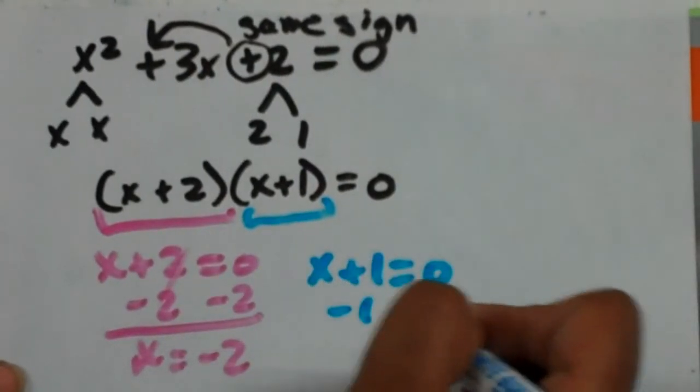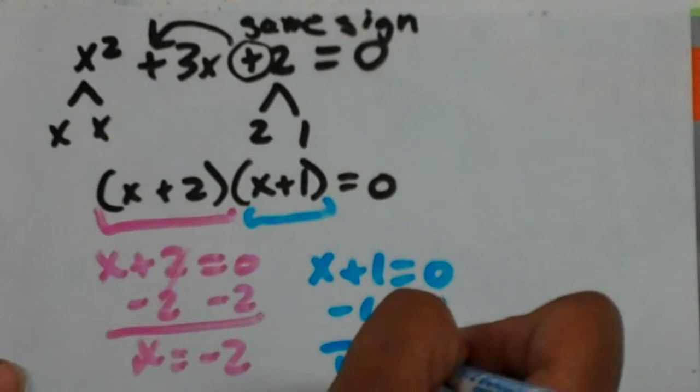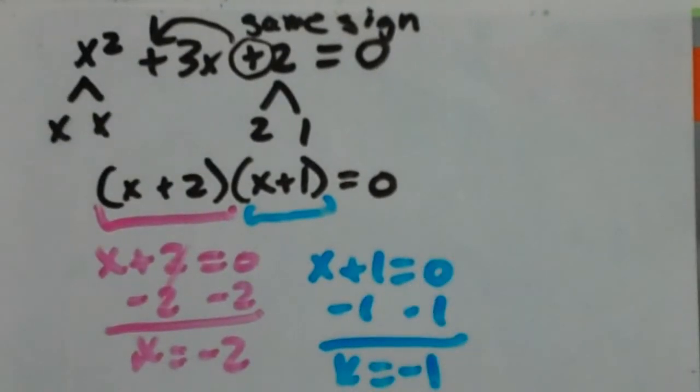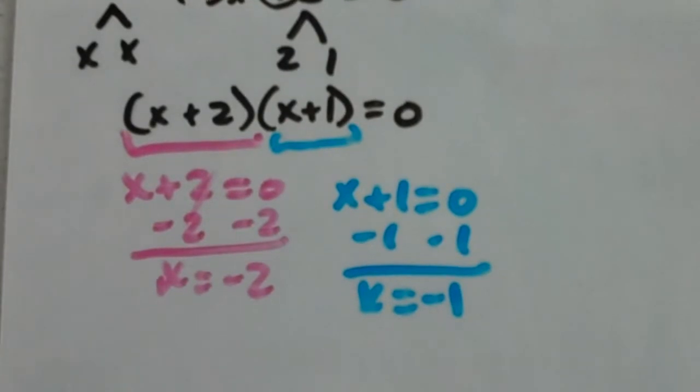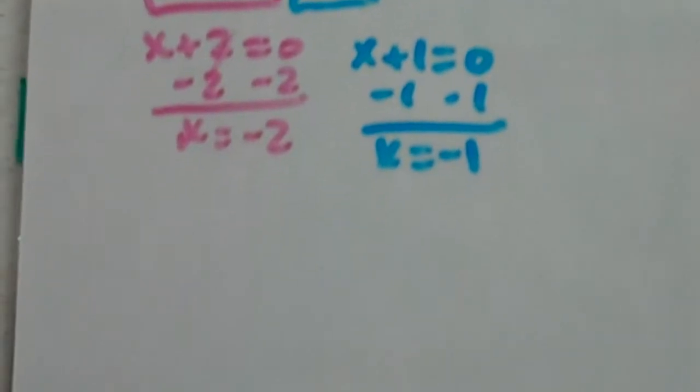Subtract 1 from both sides, and x is equal to negative 1. So those are the two values of x that make this equation true. So we have time for one more, final one.